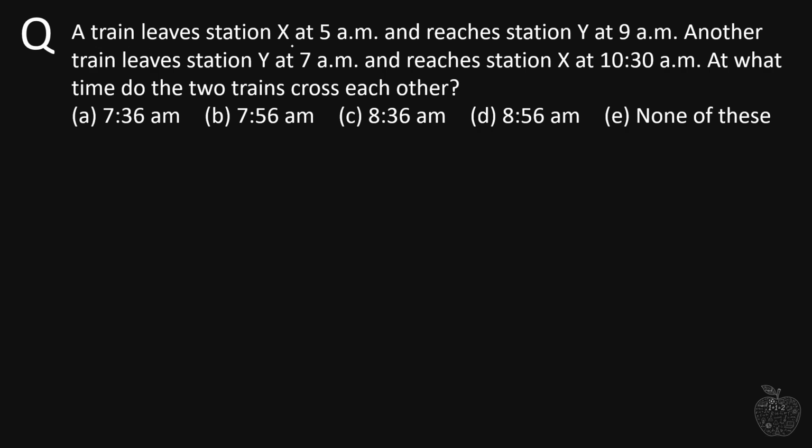A train leaves station X at 5 am and reaches station Y at 9 am. Another train leaves station Y at 7 am and reaches station X at 10:30 am. At what time do the two trains cross each other?